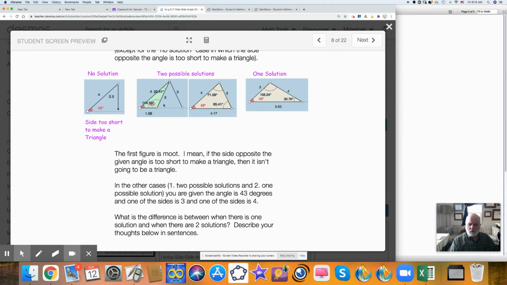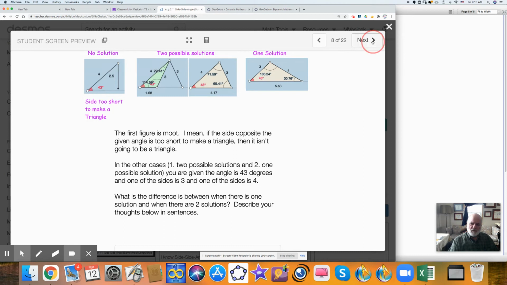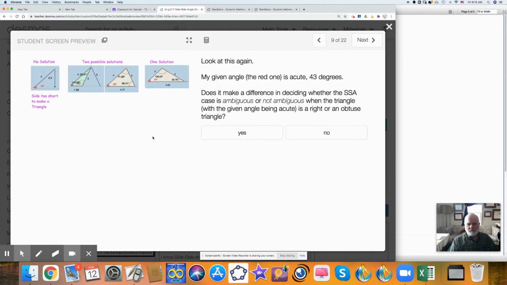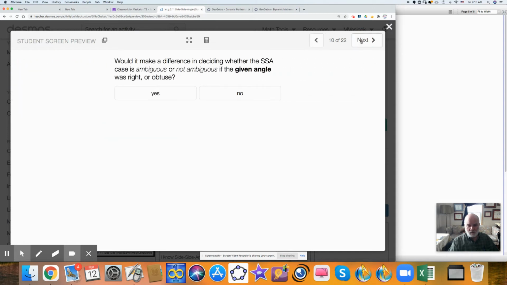And these other two, where there are two possible solutions and one possible solution, what's the difference between them? If I say it another way, look at this again. My angle is 43 degrees. That's the red angle that's given. Does it make a difference in deciding whether SSA is ambiguous or not when the triangle with the given acute angle is obtuse? My answer is no, because this is obtuse and this is obtuse, and this one has two possible solutions and this one has one, so that wouldn't make sense.